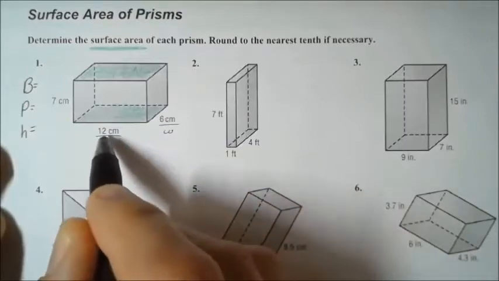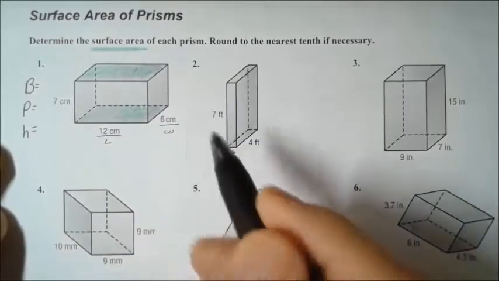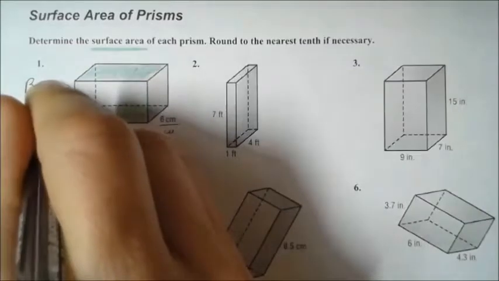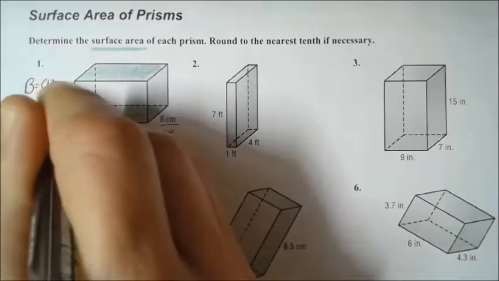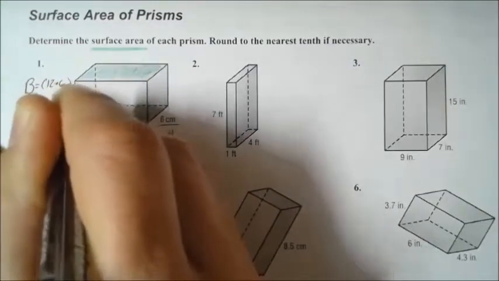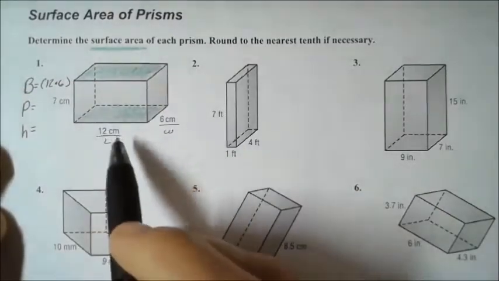So length times width, I'm going to say 12 times 6, and that's going to give me the area of the base. So the area of the base is 12 times 6.